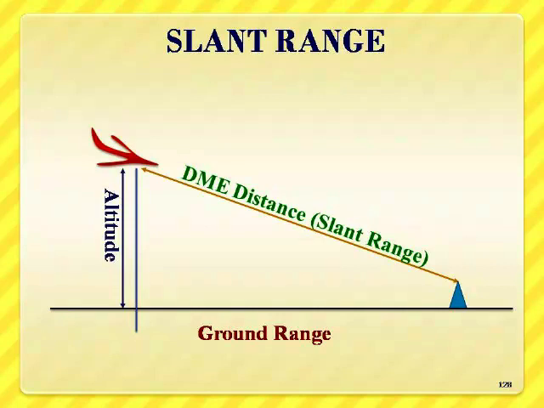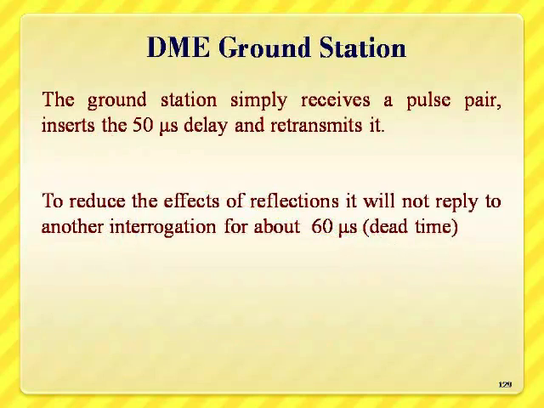So, the ground station simply receives a pulse pair, inserts the 50 microseconds delay and retransmits it. This is the basic operation of a DME ground station. To reduce the effects of reflections, it will not reply to another interrogation for about 60 microseconds, or what we call dead time.